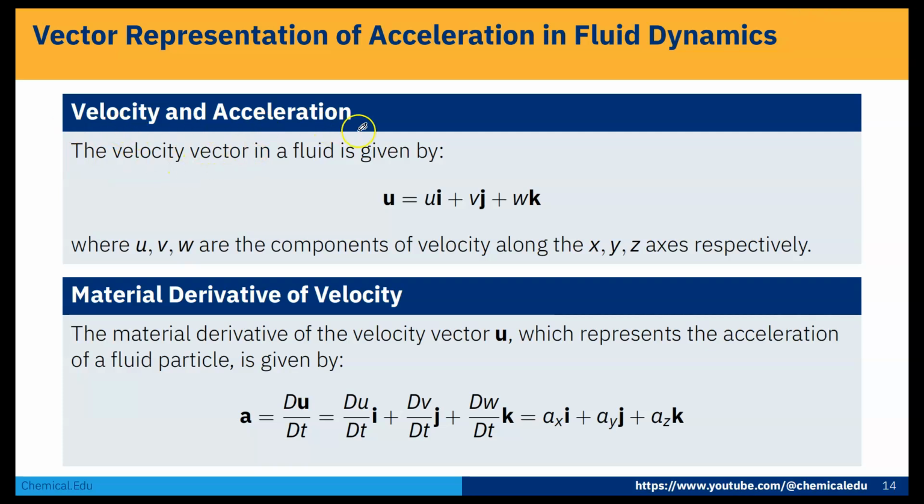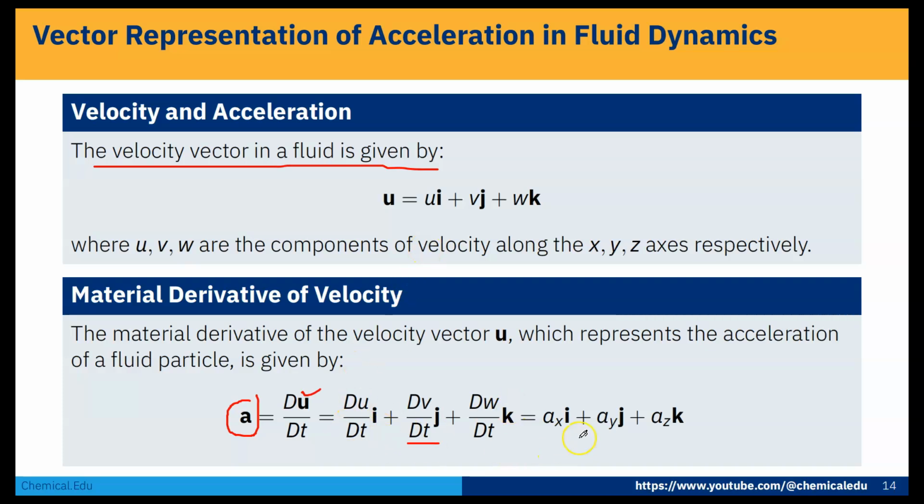Now for velocity and acceleration: the velocity vector in the fluid is given by bold u equals ui plus vj plus wk. So u, v, w are the components of the velocity in the x, y and z directions. Now we can write the acceleration of the fluid particle, bold A, which is nothing but capital D bold U by capital Dt. That is capital Du by Dt i, capital Dv by Dt j, plus capital Dw by Dt k.